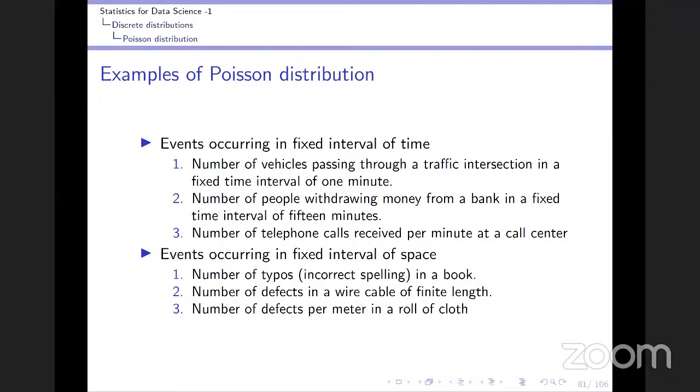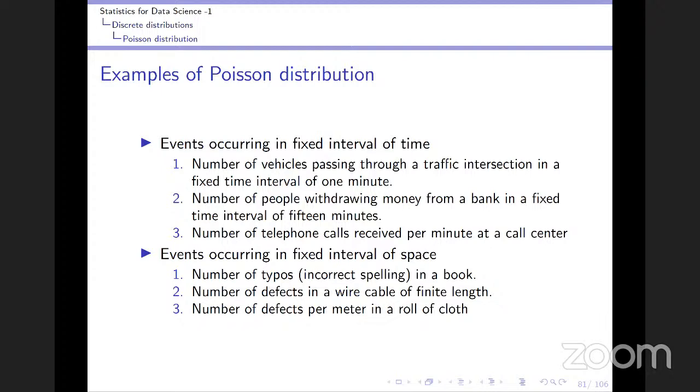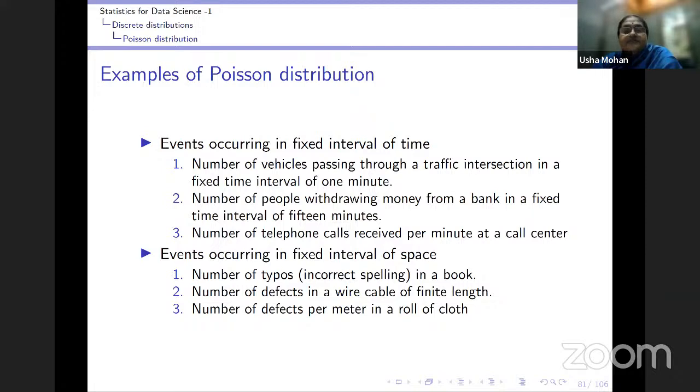If it is 2 per page in 500 pages, what is the average? It is lambda. What is lambda? It is 2 per page, and I have 500 pages. So it is 2 into 500. Okay, 2 per page, so 2 into 500 pages. So what is the chance of me finding 5?